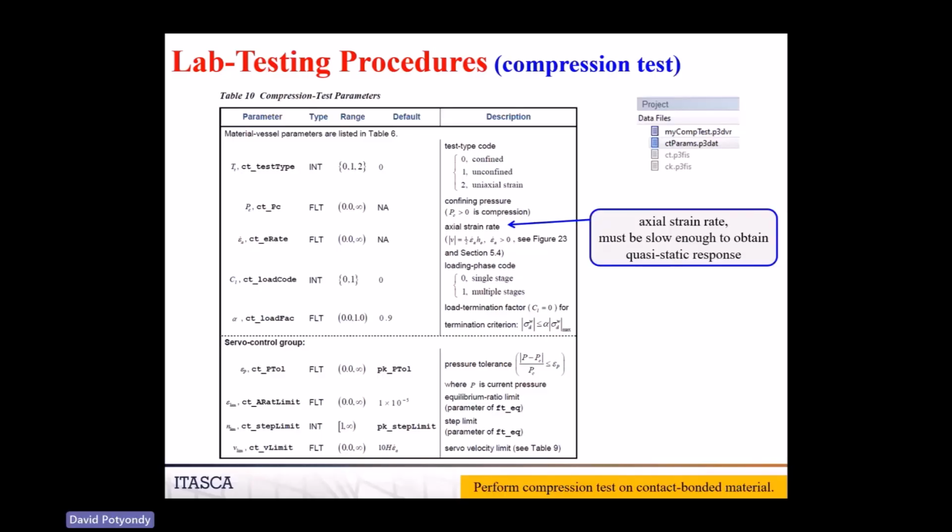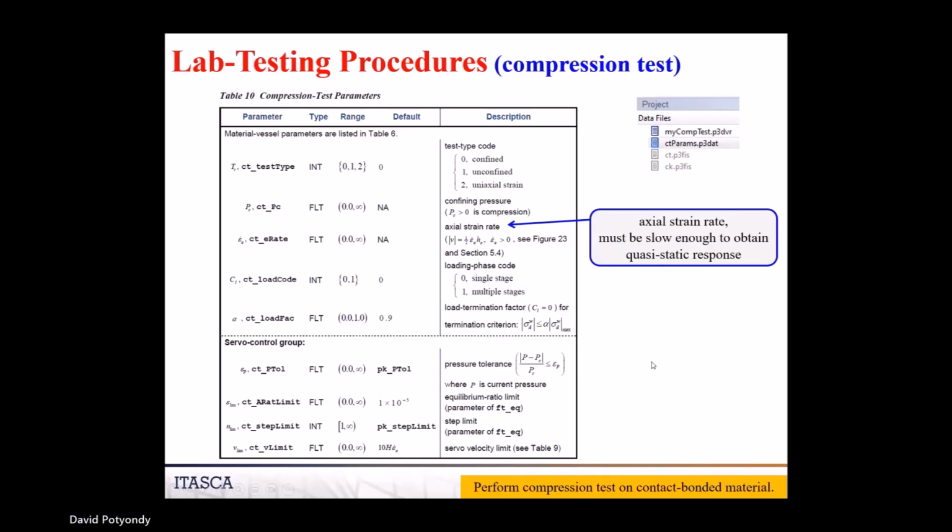What else? All kinds of stuff here, right? Are you going to do a single stage that's automatically going to terminate? If you want to do a single stage that terminates, you have to give it the fraction of load at which you terminate, right?